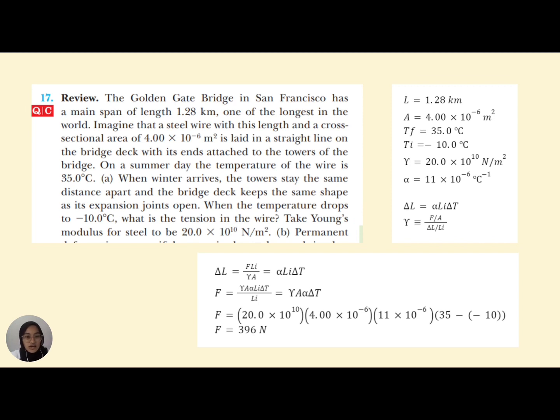So the question asks for the tension of the wire, which is F. F equals Young modulus times area times alpha delta T. So we just substitute the data here, and then we get the answer 396 Newton. This is the answer for A, the tension in the wire.